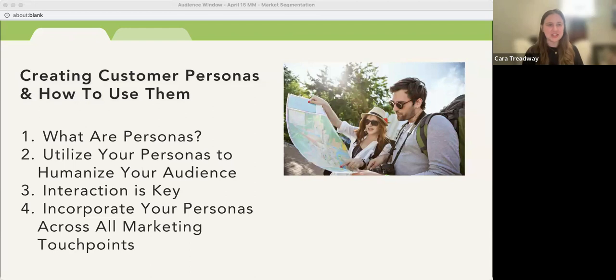And it really enhances your overall engagement of your audience and their satisfaction because you're looking at these segments you've created as real people. So this is a really beneficial method to utilize when you're creating your market segmentations.